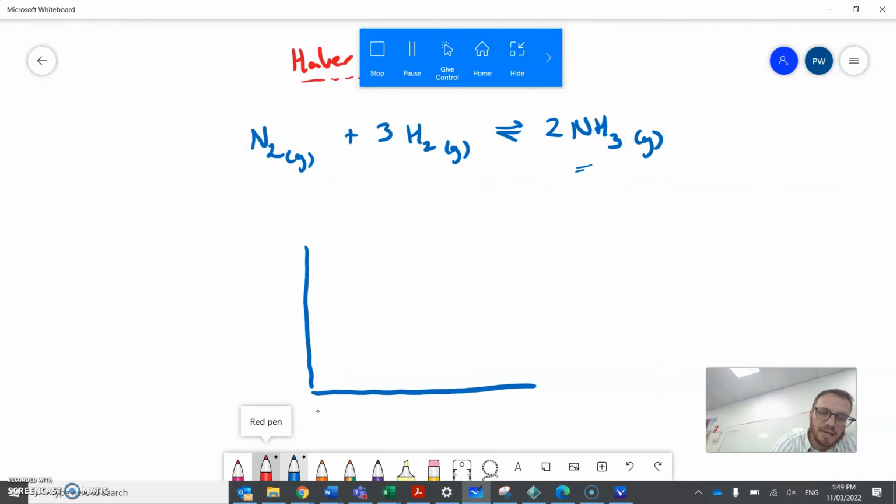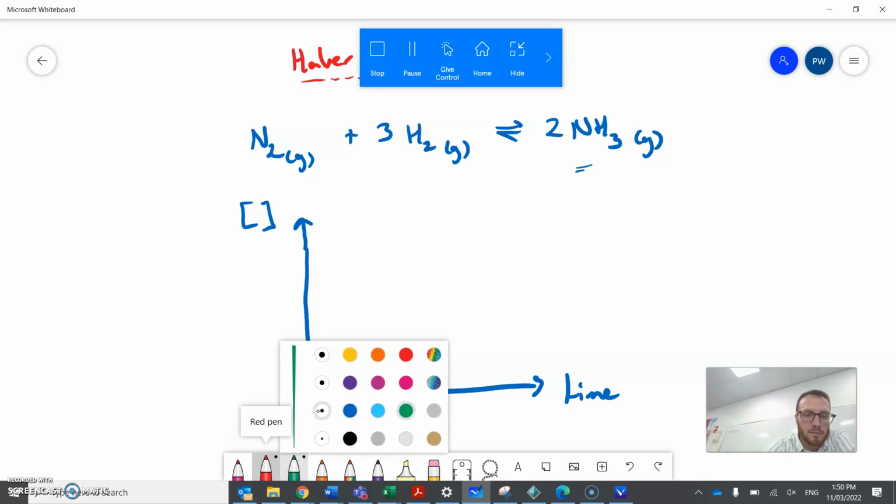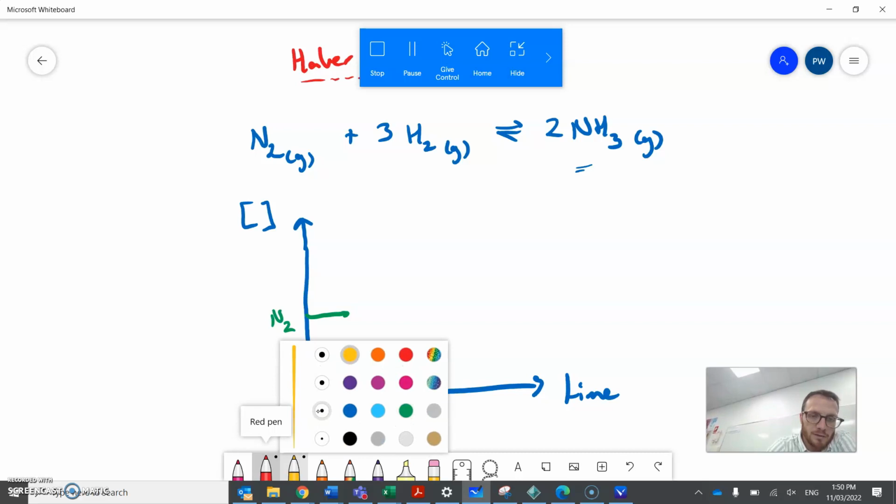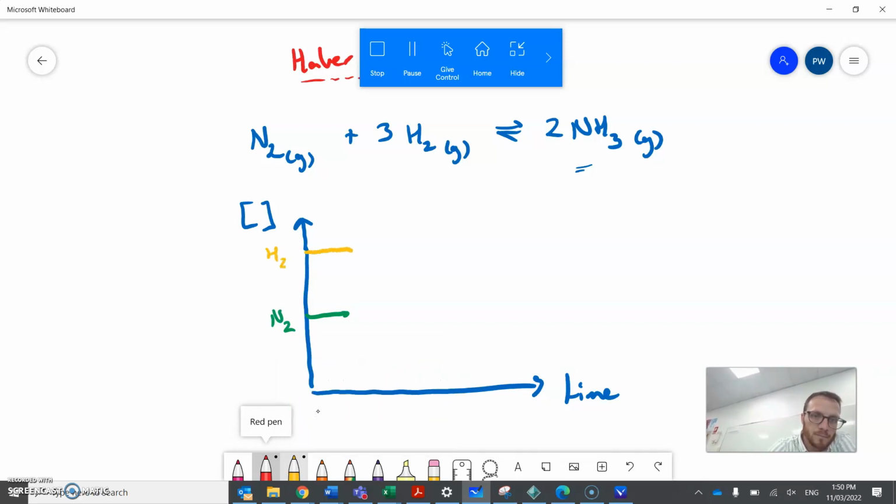let's just consider, if I look at time and the concentration of my gaseous species, and if I was to start with, let's just say, 1 mole of nitrogen and 3 moles of hydrogen, and if I started with nothing of ammonia. Over time, what we would notice is that the amounts of hydrogen and nitrogen would decrease and the amount of ammonia would increase. So we end up with something like this. So this is going to increase to a certain point.